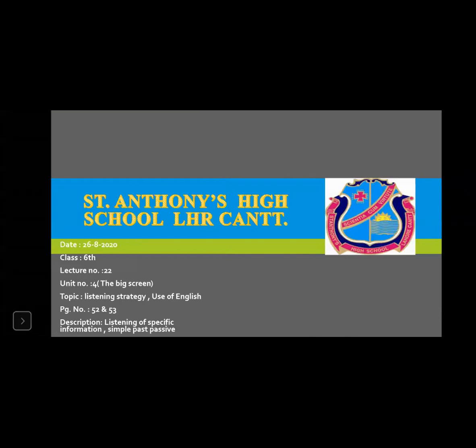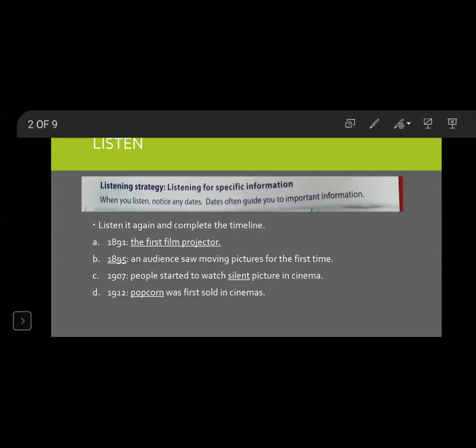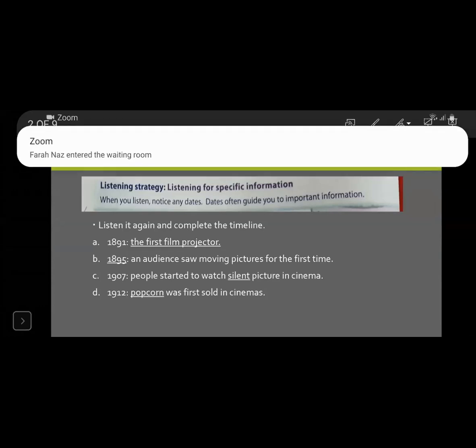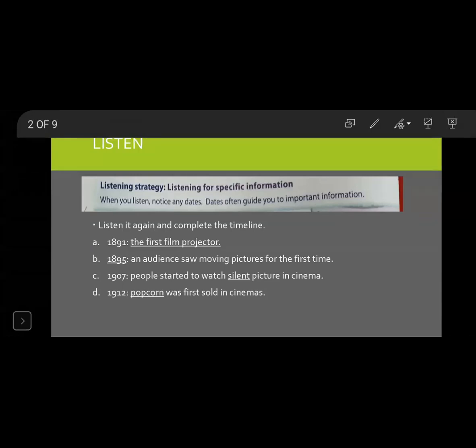On the page number 52, you all can see that there is an activity that is named Listen. Listen to a brief history of cinema. Write the order that the words in activity 2 appear in the radio interview. So, in track number 21, there is a radio interview conducted with a lady who tells us about the history of cinema.